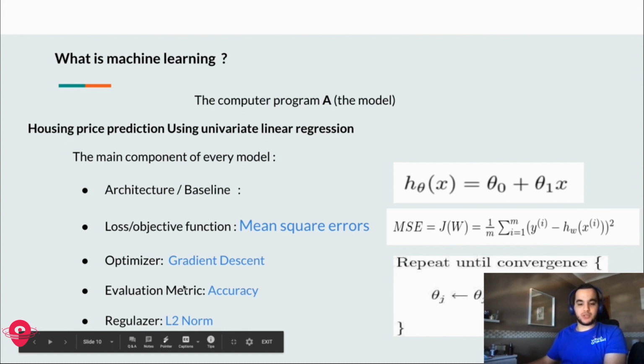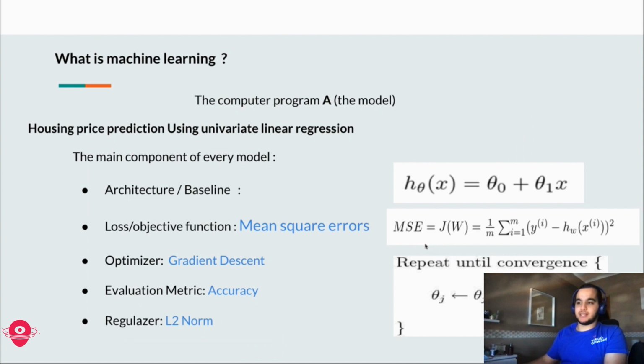For the evaluation metric and how we can evaluate this model, we're going to use the accuracy, which is basically how many data points the user is going to get right. And for the regularizers, just keep in mind that one of the popular regularizers that you can use in linear regression is called the L2 norm.